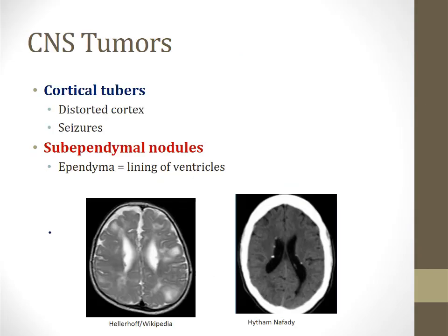Some of the CNS tumors you can see in tuberous sclerosis are detailed on this slide. Cortical tubers are distorted portions of the cortex. This is what can cause seizures. There are several of these in this image on the bottom left side of the screen. There are these white parts lighting up in the cortex. Subependymal nodules are nodules in the ependyma, which is the lining of the ventricles. There are several small white dots in this picture on the right side of the screen. That is evidence of subependymal nodules.